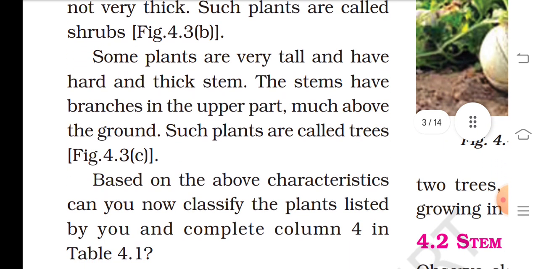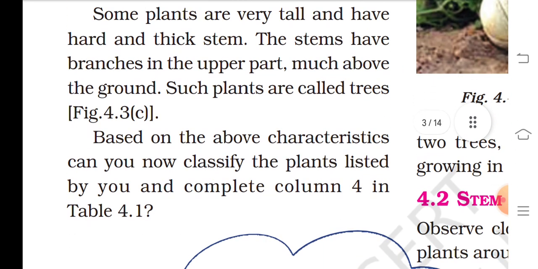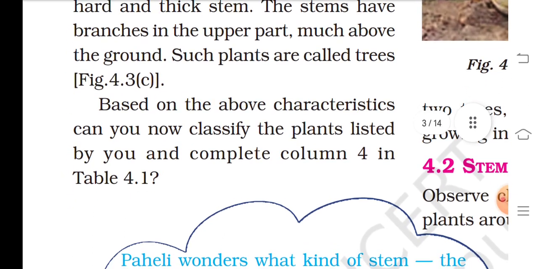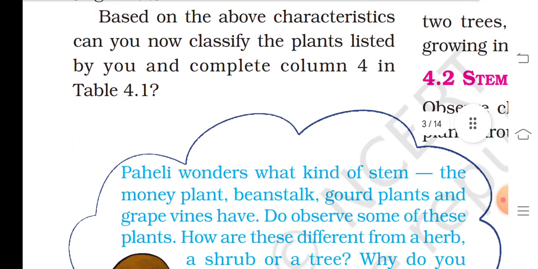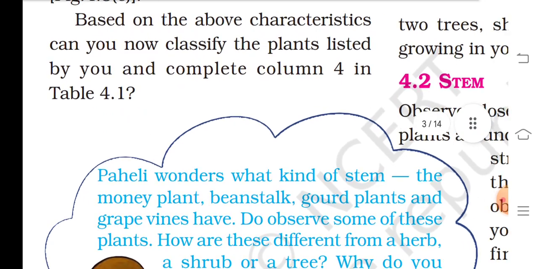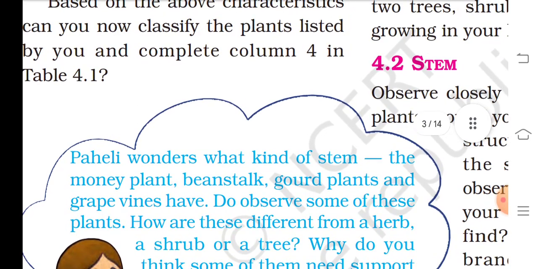Some plants are very tall and have hard and thick stems. The stem has branches in the upper part, much above the ground. Such plants are called trees. Based on the above characteristics, can you now classify the plants listed by you and complete column 4 in table 4.1?